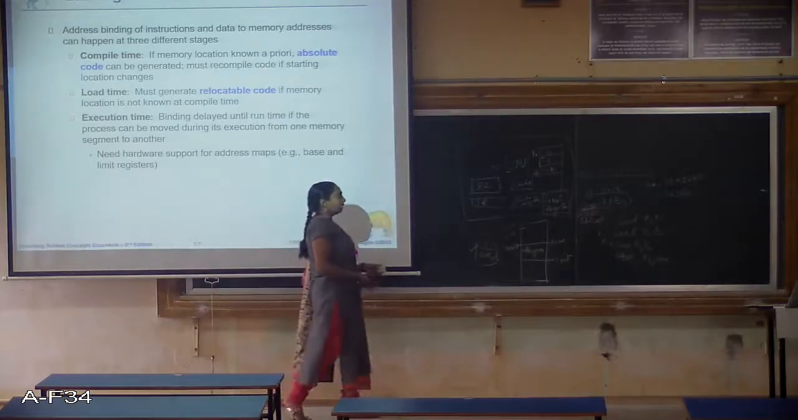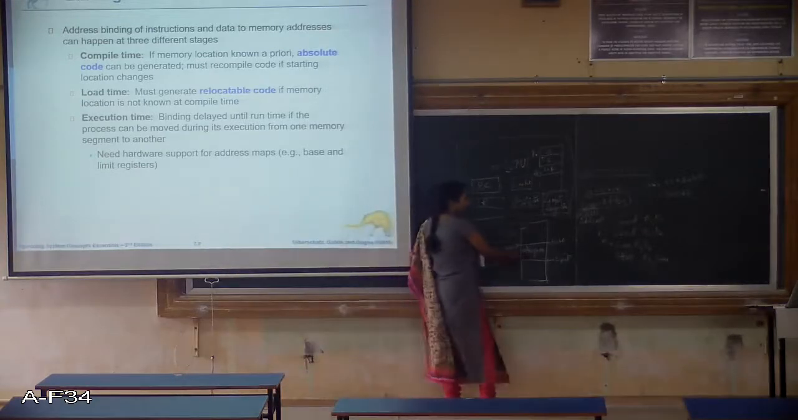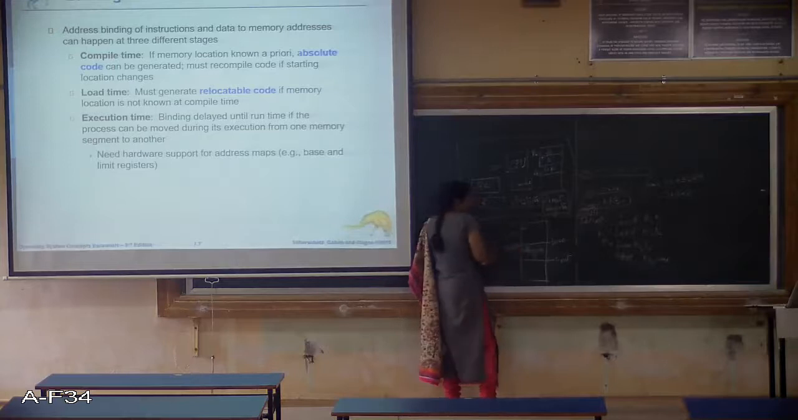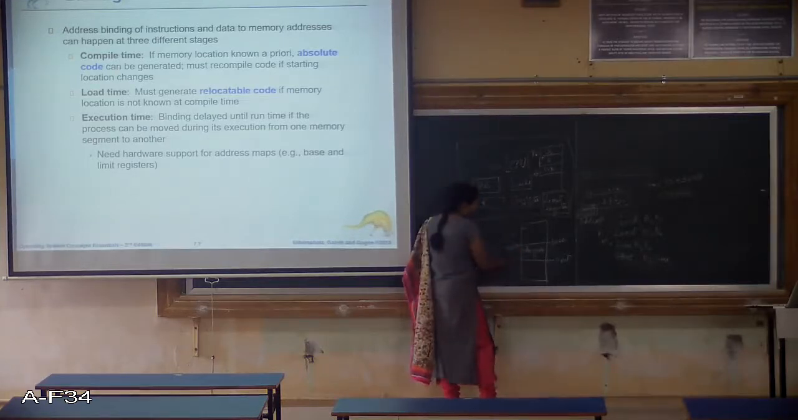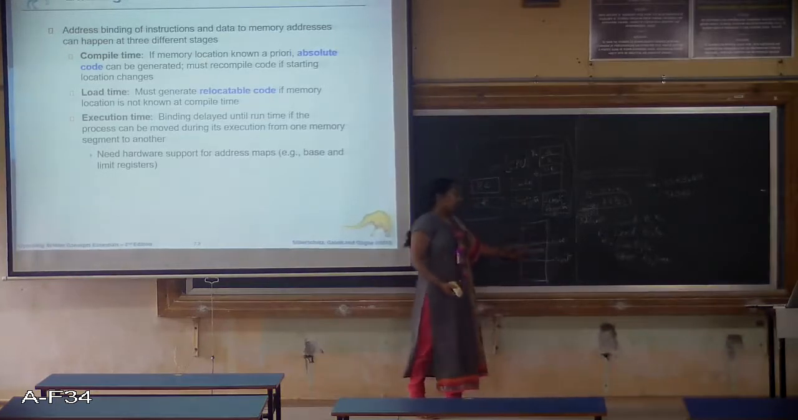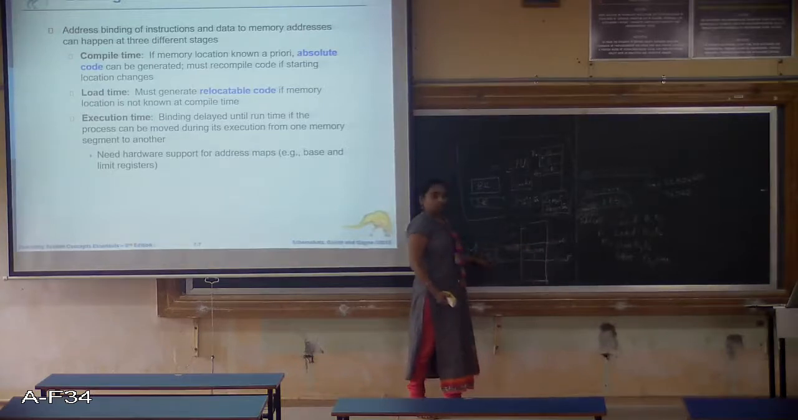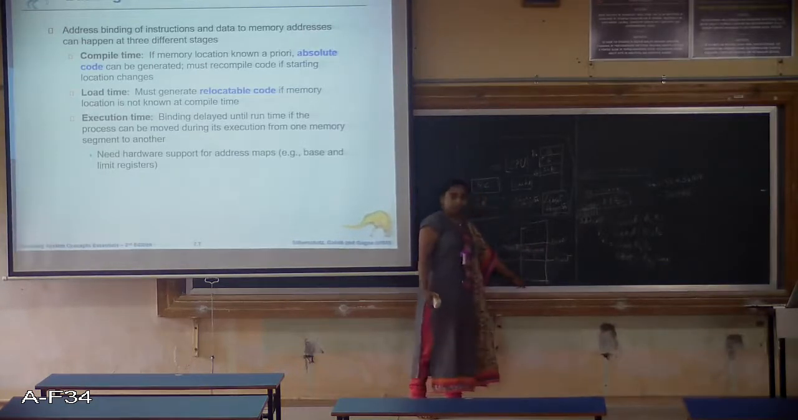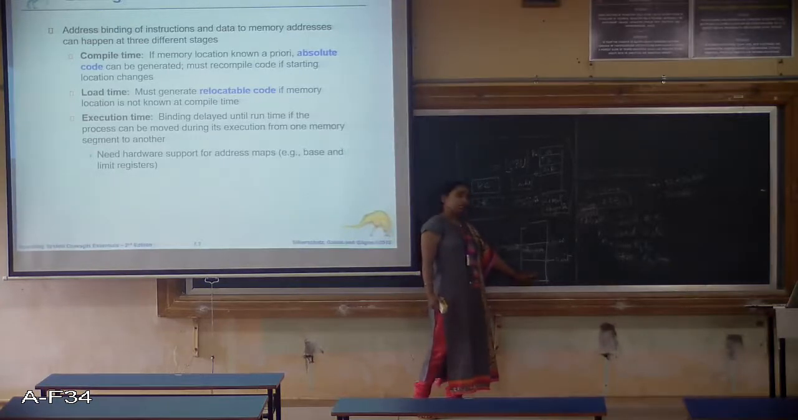Next one is execution time. Execution time is binding delayed until runtime, if the process can be moved during its execution from one memory segment to another segment. So now what happens? I told you that this program was executing. It is of a lower priority and a higher priority process comes. We will remove this from the main memory and put that higher priority process which has to get executed first. Hence when this program is removed, it is not necessary it will come back in the same memory location. It can come back in some other memory location.